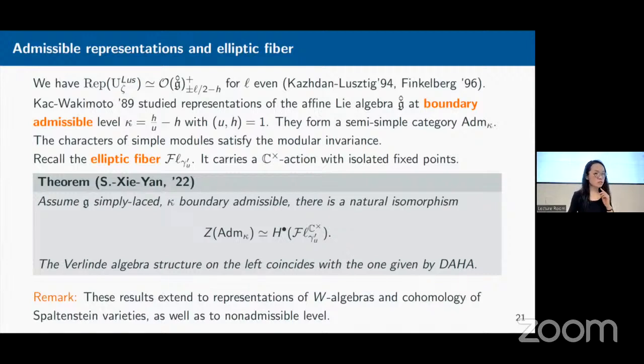And we show that this coincides with the SL2Z action on the cohomology of the elliptic fiber when you view it as a finite dimensional representation of the double affine Hecke algebra, as defined by Cherednik. And they coincide, so the two spaces have the same Verlinde algebra structure. And this result actually holds more generally. It holds also for representations of W-algebras, and then you need to replace Springer fibers by Slodowy varieties. And then we also have some match between admissible weights and fixed points in the Springer fibers at non-admissible levels.